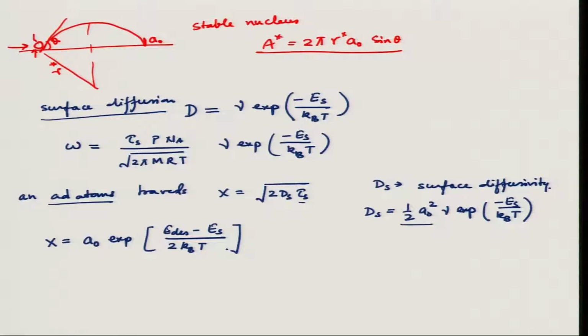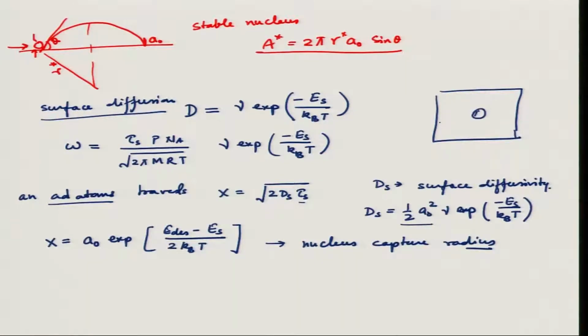This will be my average distance, or we can call this the nucleus capture radius. Any stable nucleus will be able to capture atoms from a certain area around it. So, if I have this top view of the surface and this is my stable nucleus, then if atoms are falling onto this area, only they will get attached to this.